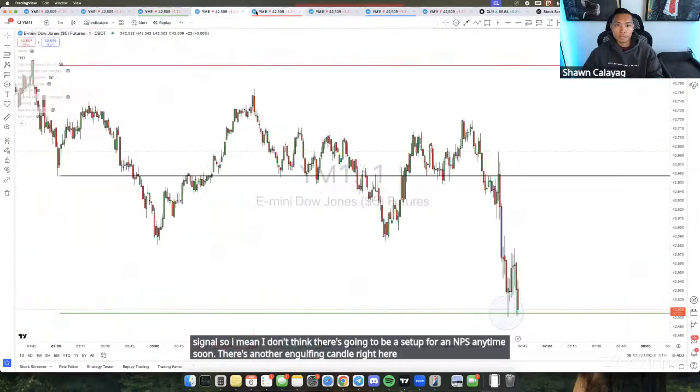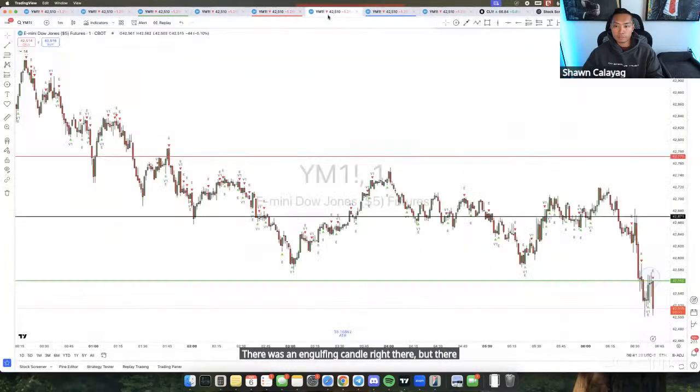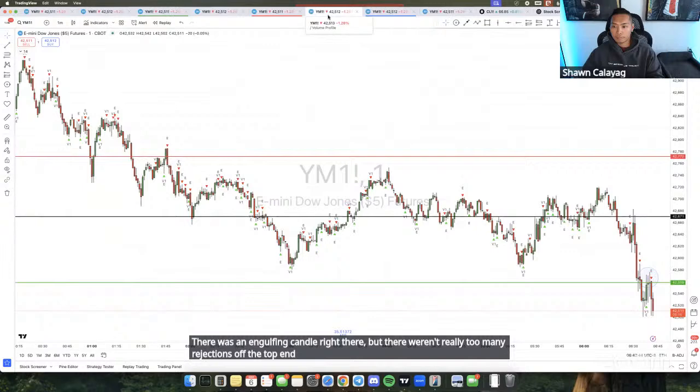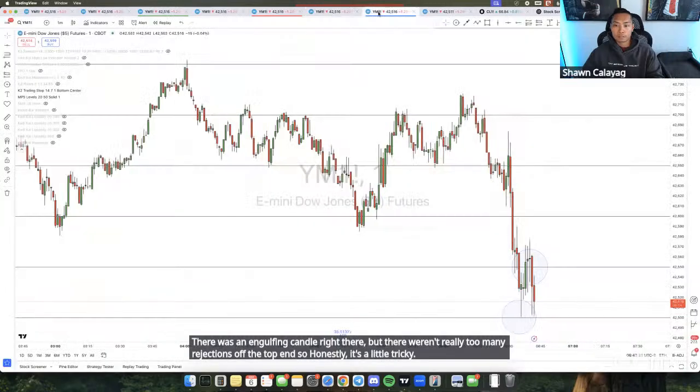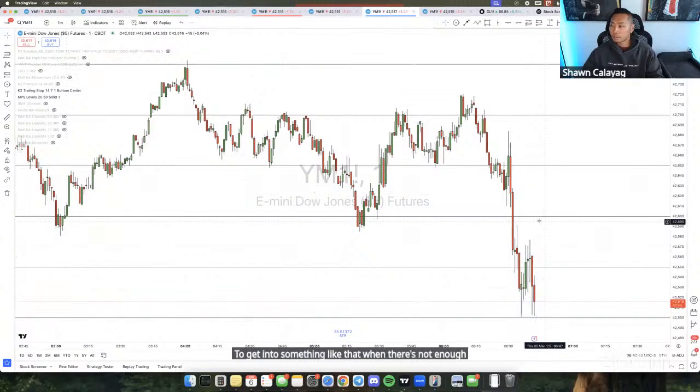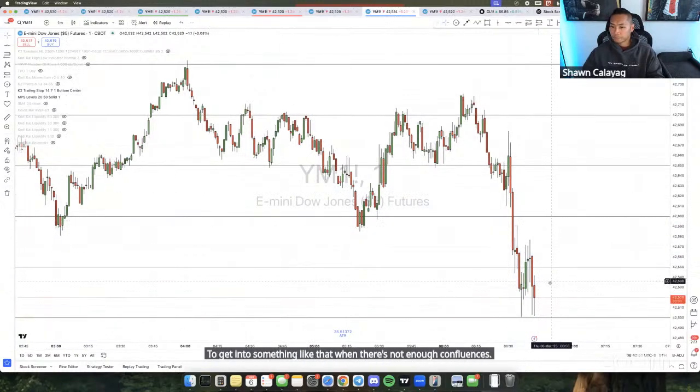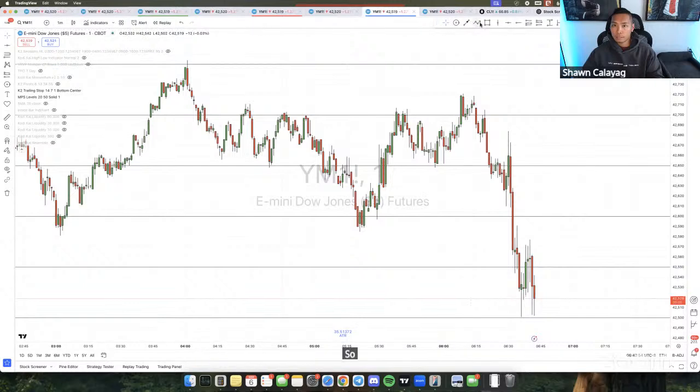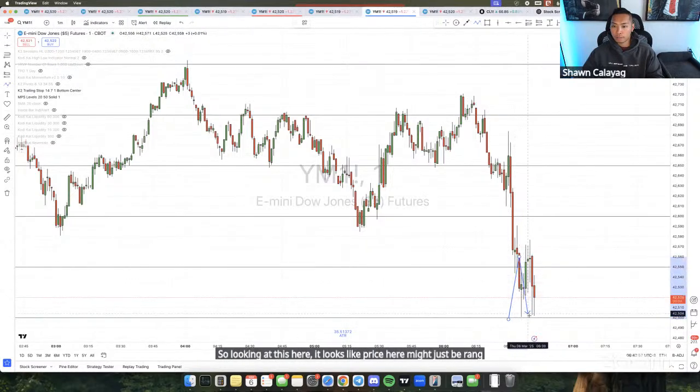There was an engulfing candle right there, but there weren't really too many rejections off the top end, so honestly it's a little tricky to get into something like that when there's not enough confluences. Looking at this, it looks like price might just be ranging around this area for a bit.